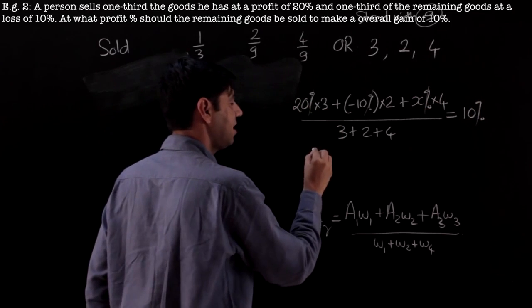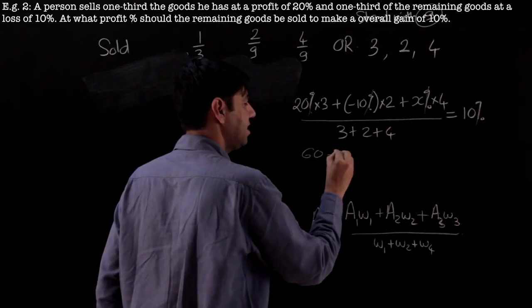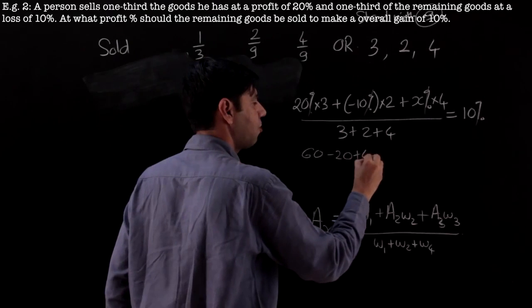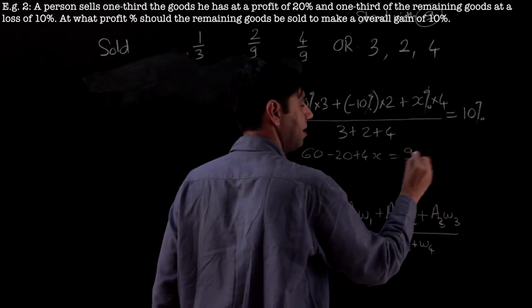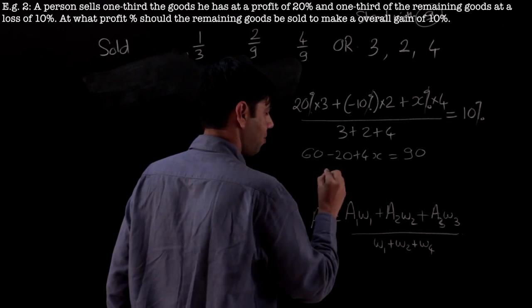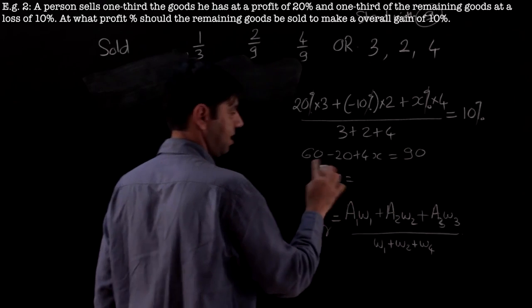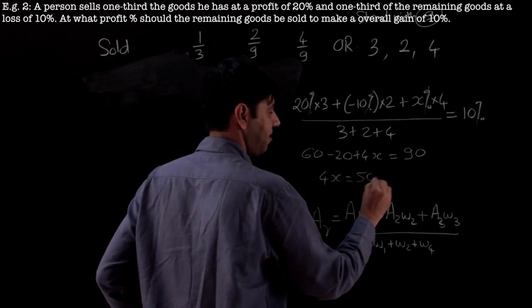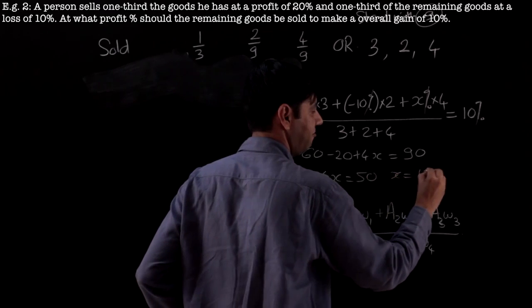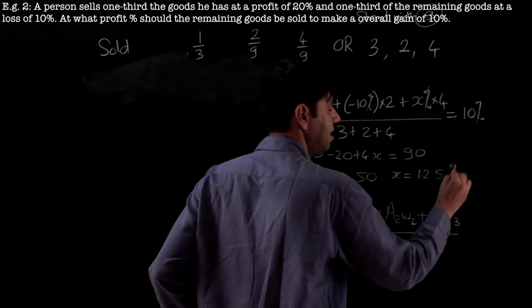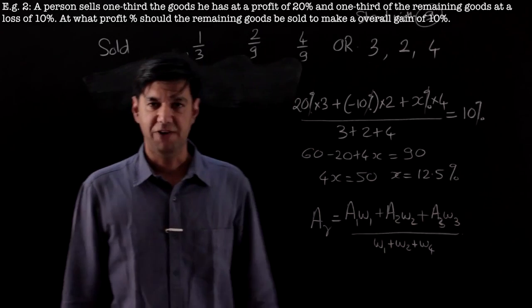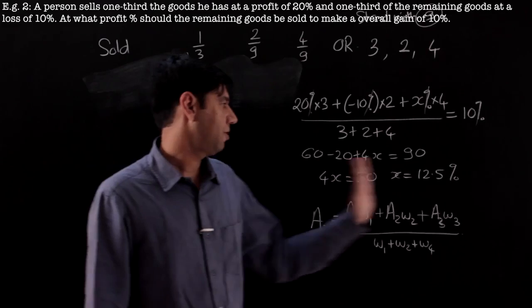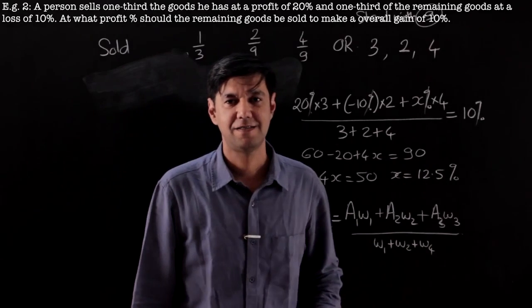So this 20 into 3, that is 60, minus 20 plus 4x is equal to this 9 into 10, which will become a 90. So my 4x is nothing but 40 plus 50, so x is 12.5, and all the values are in percentage. So at what profit should he sell the rest of it? 12.5% profit. Hope you get this part, right?